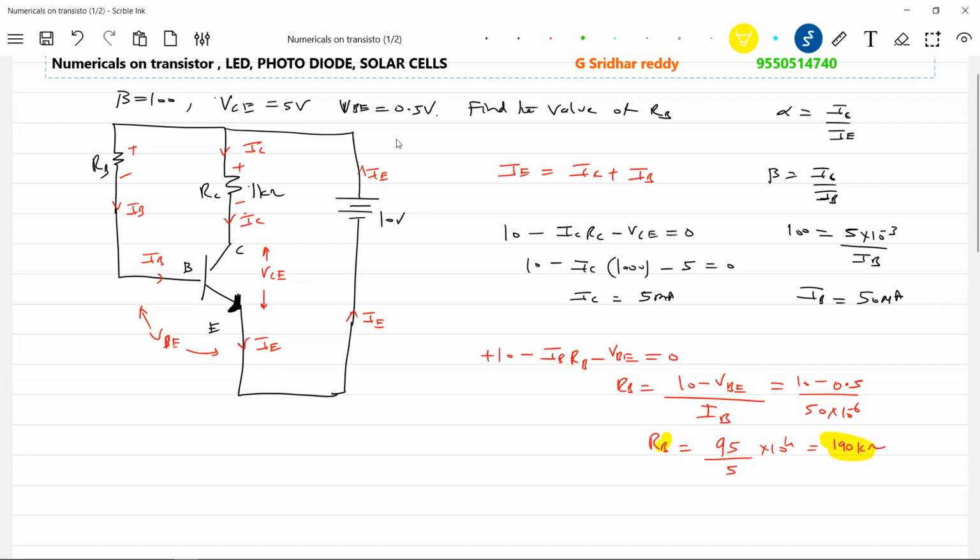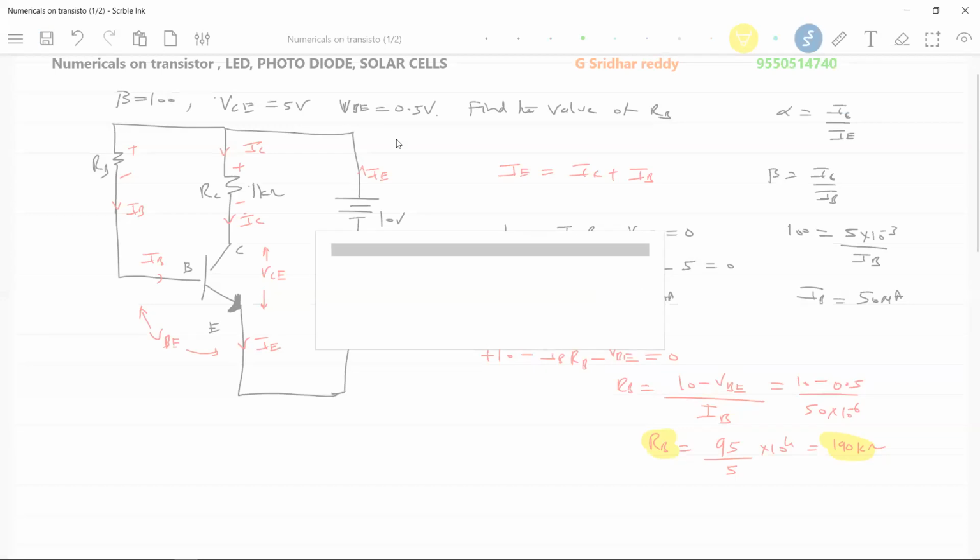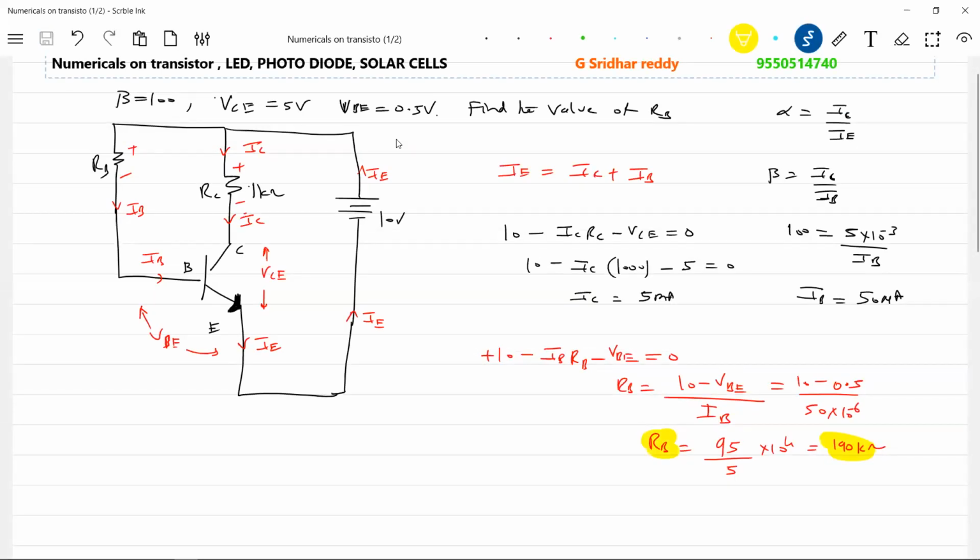Please look at this. These are the types of numericals you can expect in the exam. In spite of telling students several times, transistor circuits are nowhere related to the theory you learned, only KCL and KVL.